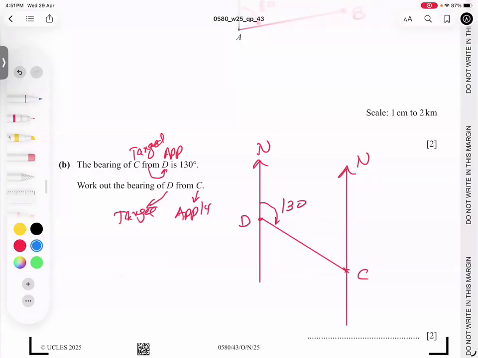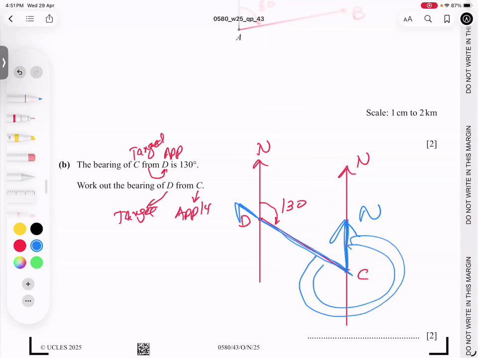Get ready, students. Face towards north, and turn clockwise to the target, the target line with D. This is the target line. So start from here and stop it here. So this is my answer, how to get it.